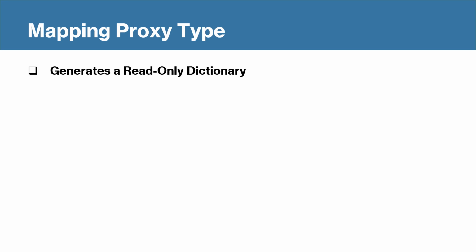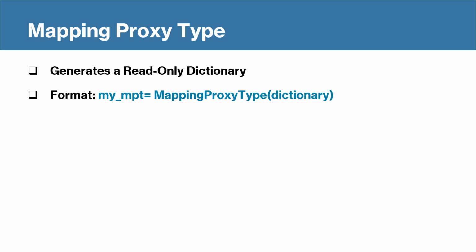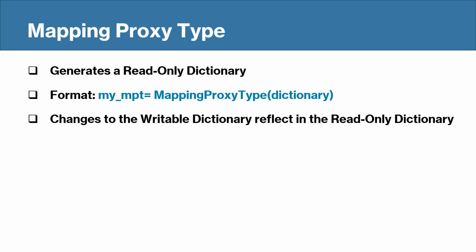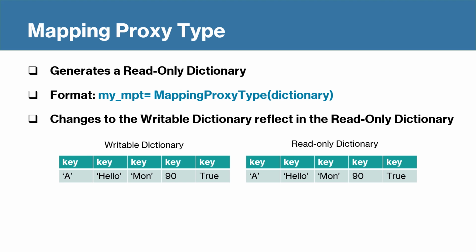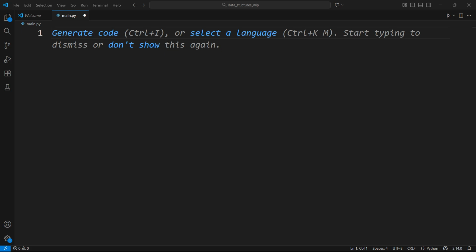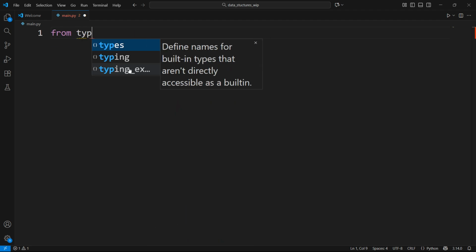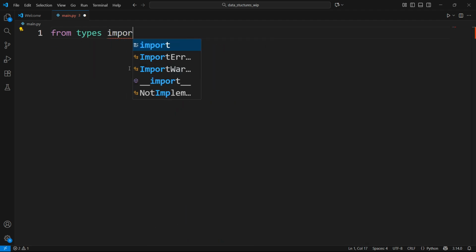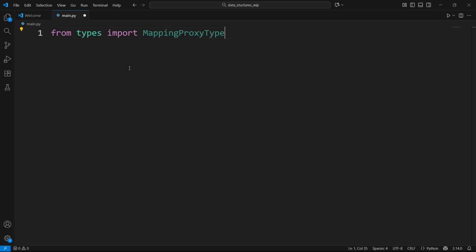A mapping proxy type generates a read-only dictionary, and here is the format for creating one. So any changes made to the writable dictionary will be reflected in the read-only dictionary. Let's switch to VS Code and create one. Before using the mapping proxy type, we have to import the MappingProxyType class from the types module. So let's come here and type from types import MappingProxyType.